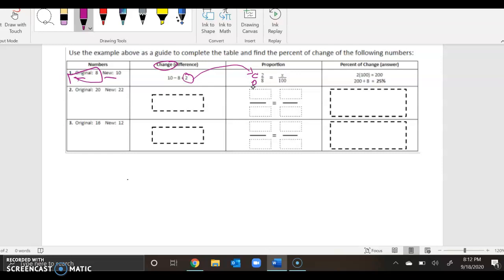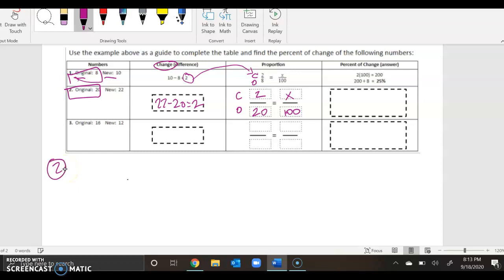So let's look at number 2. Our original is 20, our new is 22. So first, subtract 22 minus 20 leaves us with 2. And this is change over original, so the change is 2. Our original number is 20. And then we know 100 always goes in this bottom corner. And then x will go on top, because we do not know the percent.